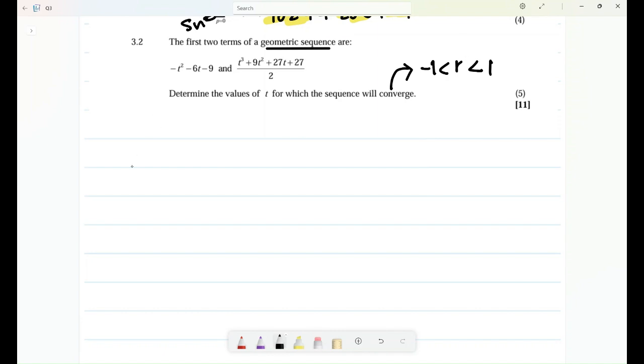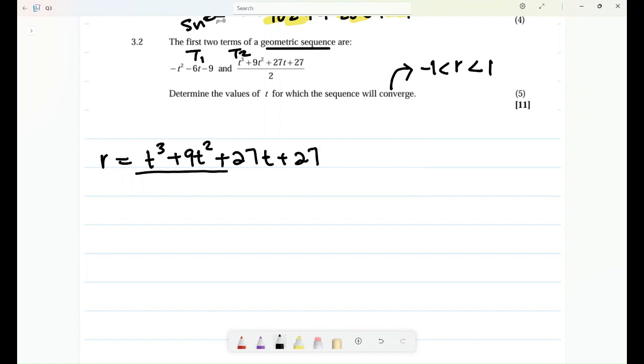So now we're gonna say, all right, let's just first find the value of r. This is term number 1, this is term number 2. You all agree with me, right? So r is T2 divided by T1, right? What is T2? T2 is t cubed plus 9t squared plus 27t plus 27, all divided by what? By 2.